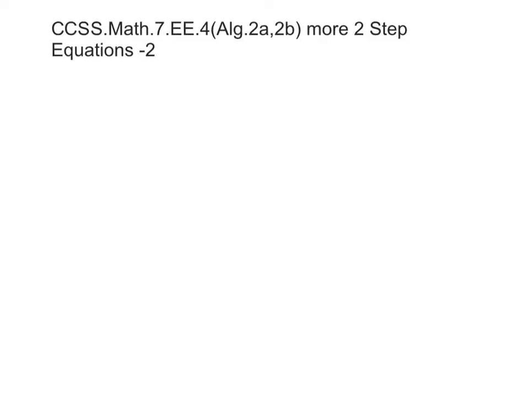Common Core State Standards, Math, 7th grade, expressions and equations for Algebra 2A and 2B, and we're talking about more two-step equations. And this one's quite complicated, so let's look at it. So it's 0.2 times (x minus 3) equals -10. So you have a lot to look at here. You have decimals, you have negatives, and you have to balance.